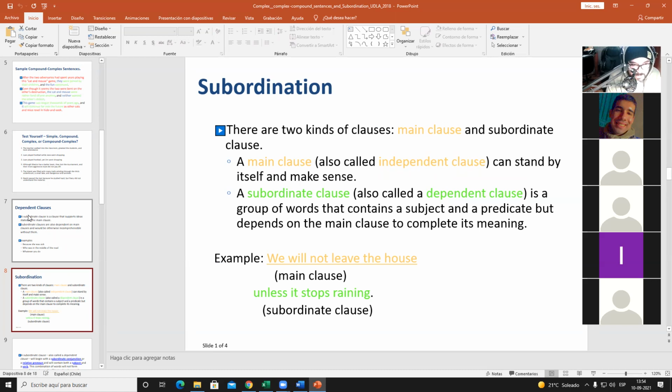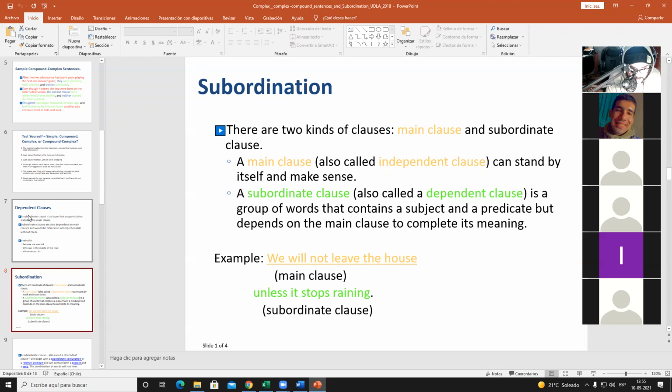A subordinate clause, yes, also called a dependent clause, yeah, we know that, is a group of words. No, it's a group of phrases. And those phrases are created by words that contain a subject and a predicate. That is true. Because every independent and dependent clause requires a verb phrase. And once you have a verb phrase, you have a predicate and a subject. But it depends on the main clause to complete its meaning. Yeah, we know that.